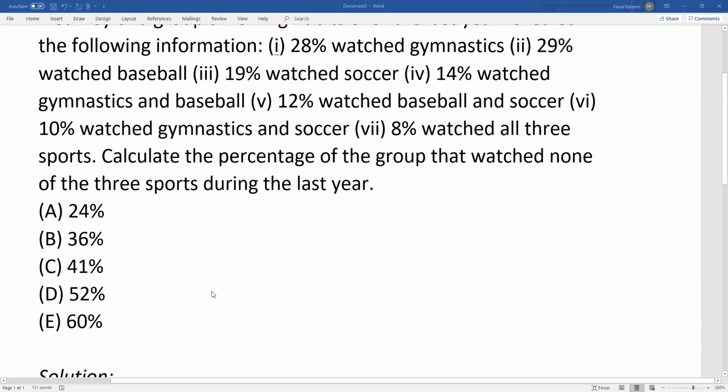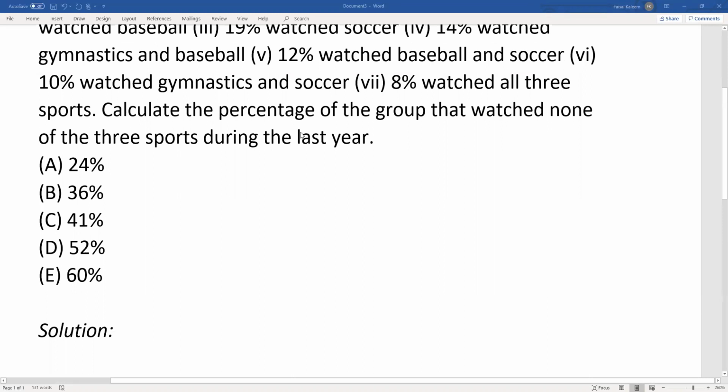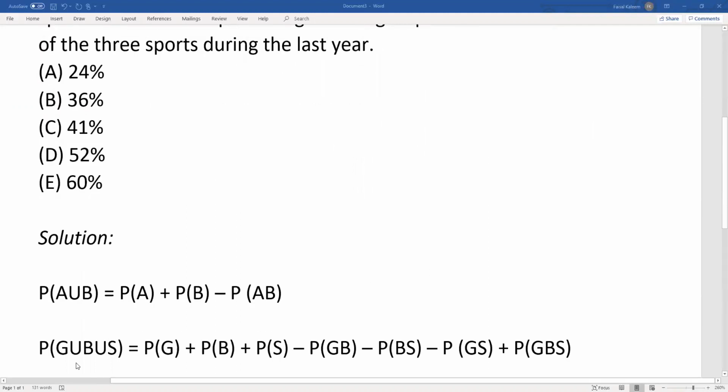gymnastics, baseball, and soccer. And we will need the three variable version of this rule, which some of you already should know. Instead of writing it for A, B, C, I'm directly writing it for G, B, and S, which are the symbols for the three sports. So the three variable version is, again, you add the singletons, you subtract the pairs, just as we did here. We added the singletons, we subtract the pairs, and then we add the triplet. So you go all the way from one variable up to as many variables as we have.